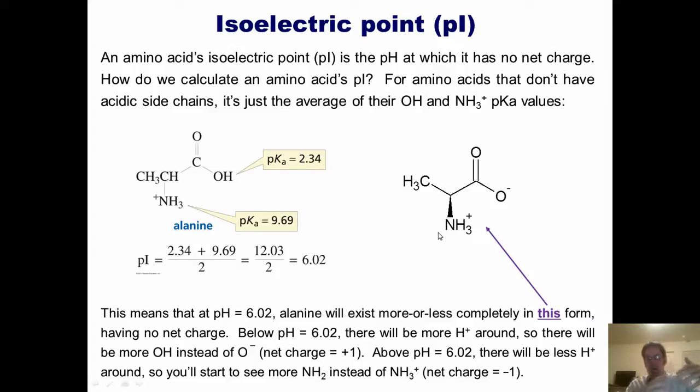As we get lower and lower pH, we start to protonate this O minus, which gives alanine more and more a net +1 charge. As we get higher and higher pH, we start to deprotonate stuff. We remove one of these protons off of the NH3 plus, making it an NH2, giving alanine an overall net -1 charge. I hope that makes sense, okay.